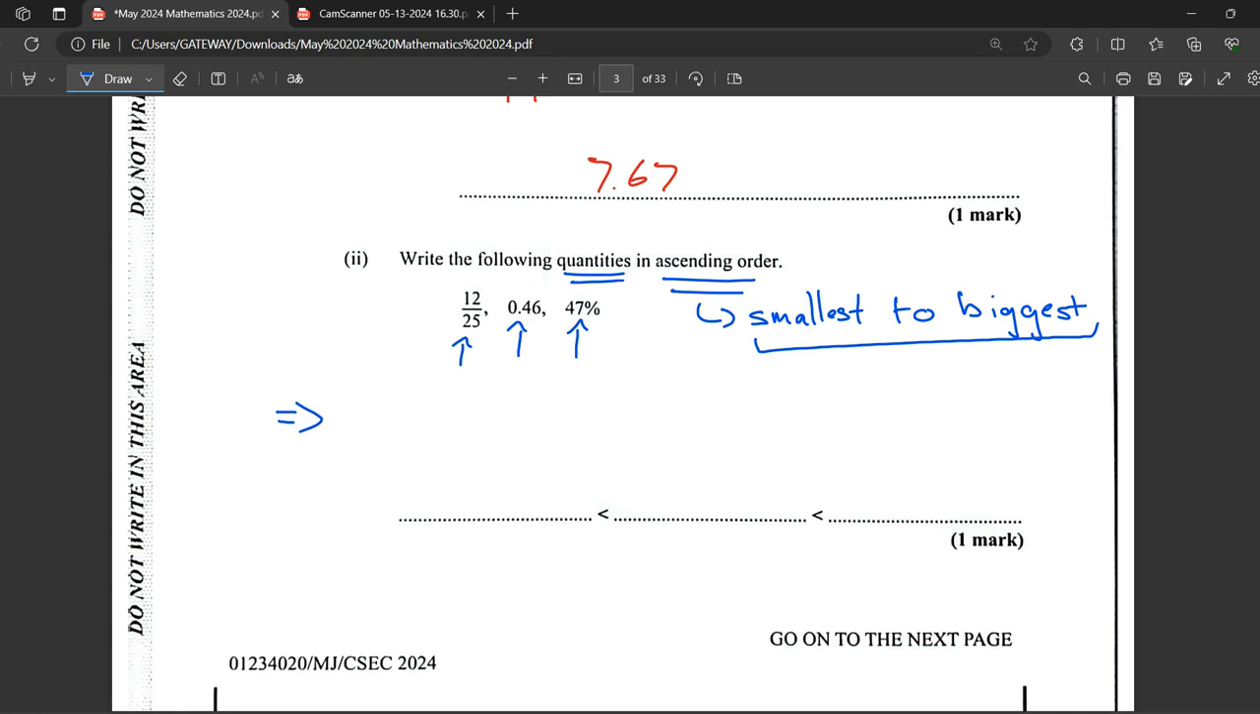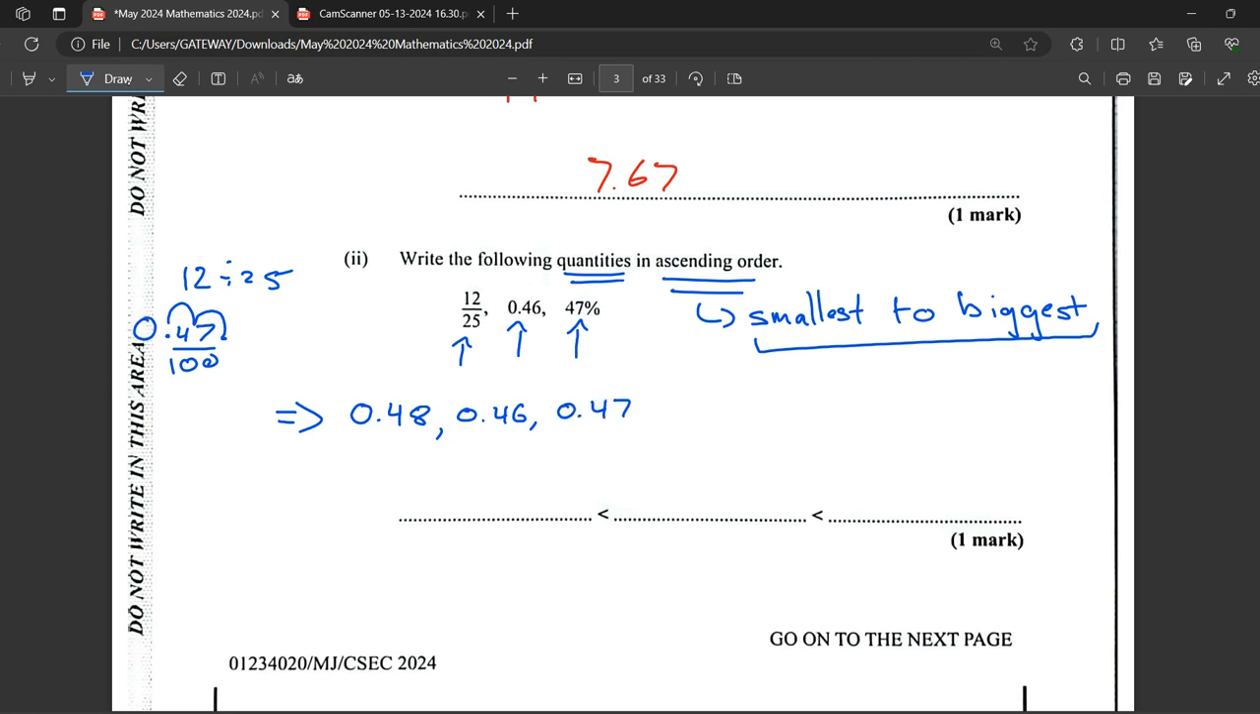So what I will do, I write 12 over 25 as a decimal, 12 divided by 25, right? So I can put out here 12 divided by 25, and I will get it as a decimal, 0.48. Well, I have 0.46 already as a decimal. I could write 47% as a decimal, simply say 47 divided by 100, because it's a percentage. There's a decimal point here, move it 2 spaces to the left. I get 0.47.